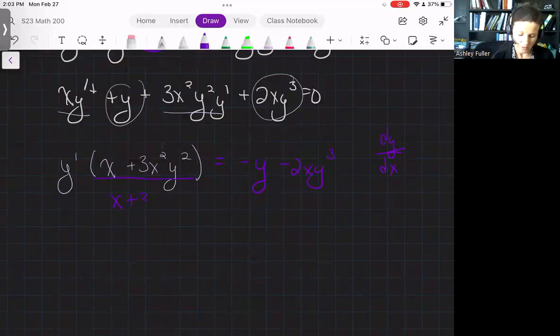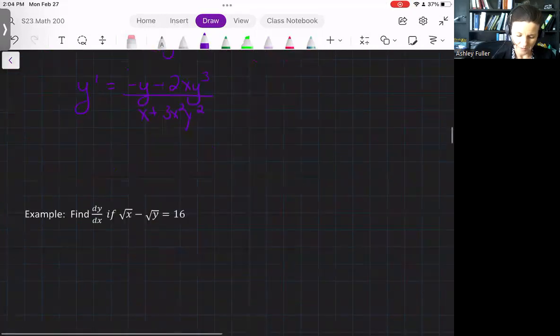So I'm going to divide both sides here by this term. And I end up with the derivative dy over dx is negative y minus 2xy cubed all over x plus 3x squared y squared. Let's look at one more example before we jump into some word problems like this.